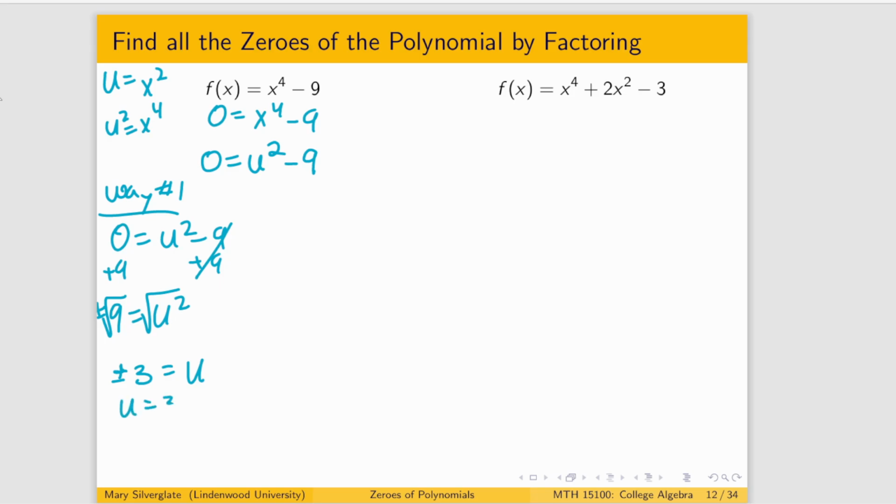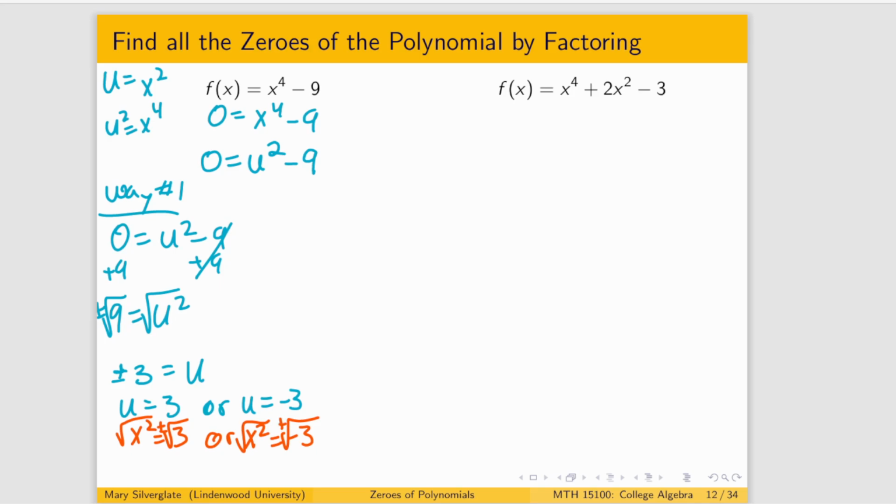So either u is equal to 3 or u is equal to negative 3, if we're going to really break it down as the two solutions if u squared is equal to 9. Now I want to note what u is. u is equal to x squared. So either x squared is equal to 3 or x squared is equal to negative 3. So now we'll go one step further, undoing the square with the square root again.